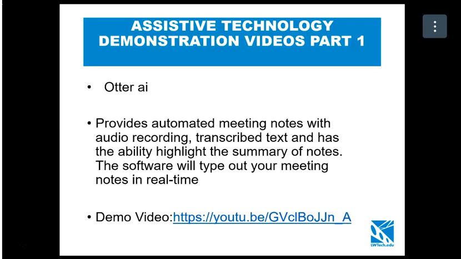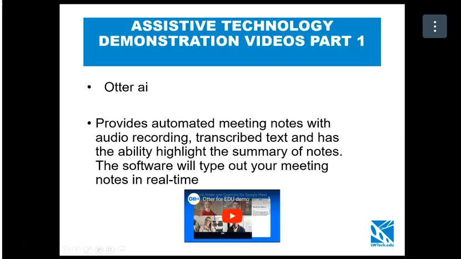Now we will watch a video demonstration on Otter AI. Otter AI provides automated meeting notes with audio recording, transcribed text, and has the ability to highlight the summary of notes. The software will type out your meeting notes in real time.